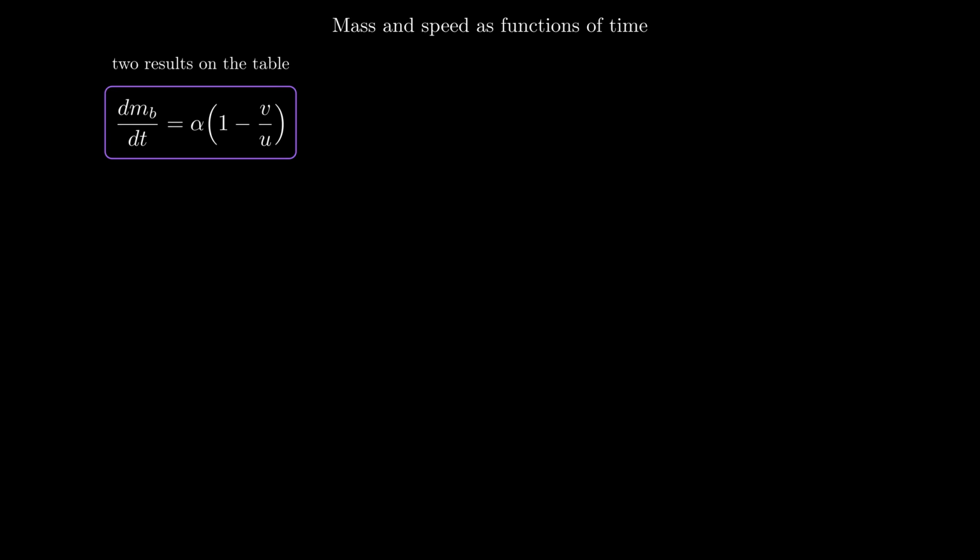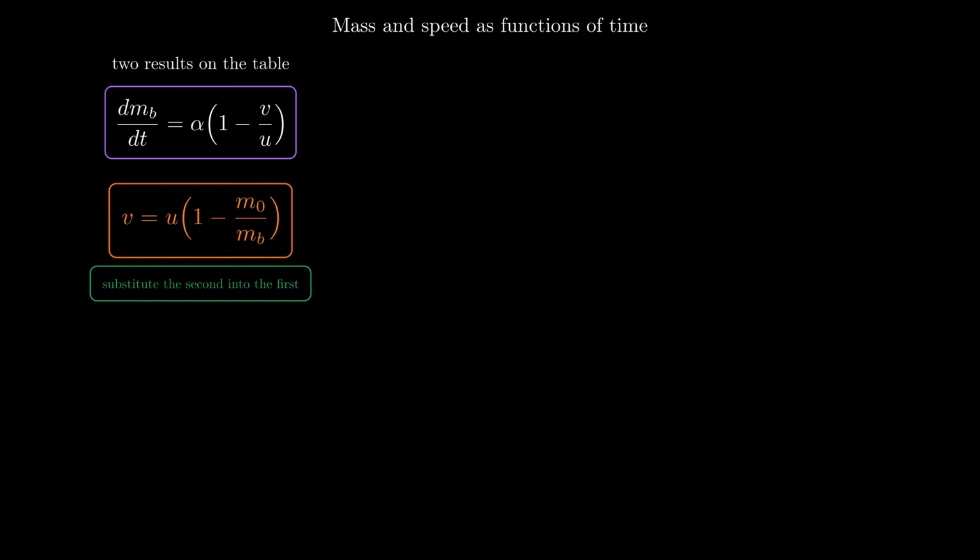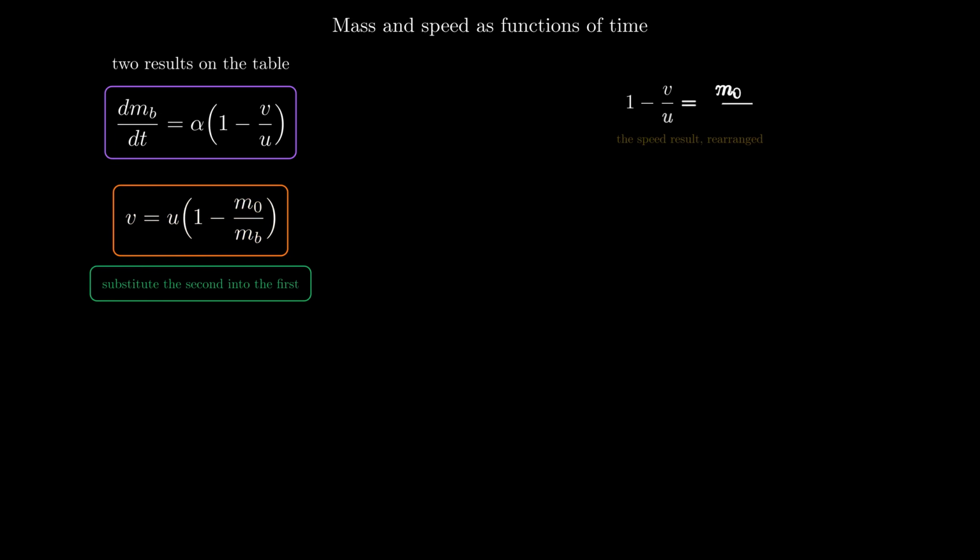Now everything is in place for the time dependence. Two results on the table. The intake rate, dm sub b dt equals alpha times 1 minus v over u, and the speed, v equals u times 1 minus m0 over m sub b. Substitute the second into the first. 1 minus v over u is exactly m0 over m sub b of t. So dm sub b dt equals alpha m0 over m sub b of t.